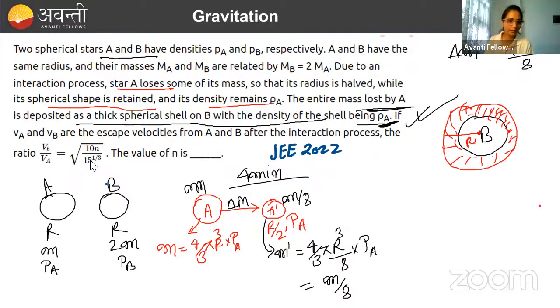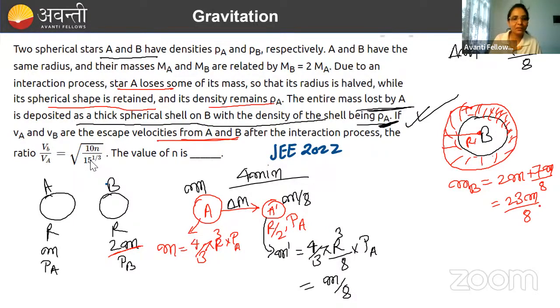B already has mass how much? 2M. ठीक है. Extra mass it is getting, how much? 7M/8. So total mass of B, if you now write M_B, what will you write? 2M plus 7M/8. So it is becoming 23M/8. That is the mass of B. Now what is the question? Question अब समझते हैं. If v_A and v_B are the escape velocities from A and B after the interaction, so after the interaction, escape velocities from the surface of A and B.